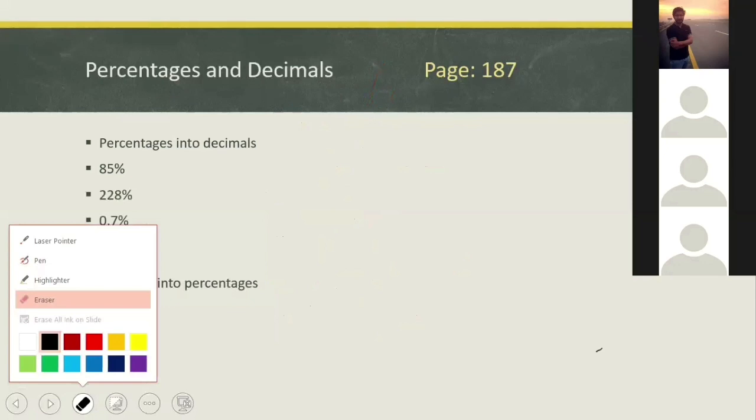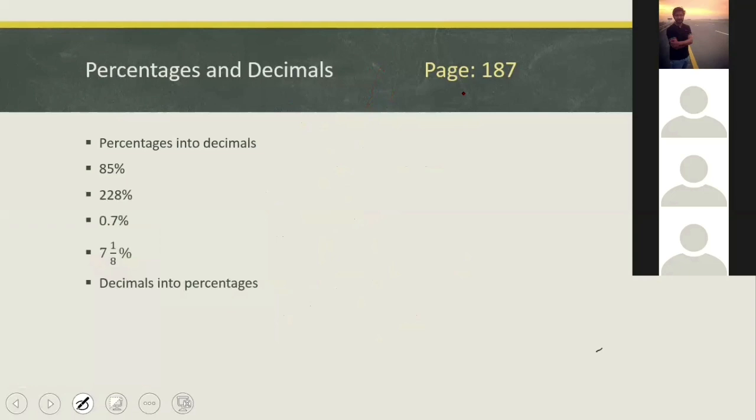We want to convert decimals into percentages. So for converting decimals into percentages, we have the same rule as question number 3, where we converted fractions into percentages.